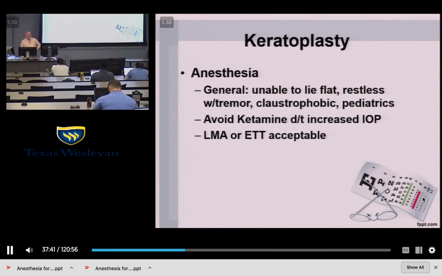In these patients that are having a keratoplasty, we must avoid ketamine, and we must avoid succinylcholine. I didn't put that up there because I forgot, but we must avoid ketamine and succinylcholine. And either an LMA or an intratracheal tube is fine.